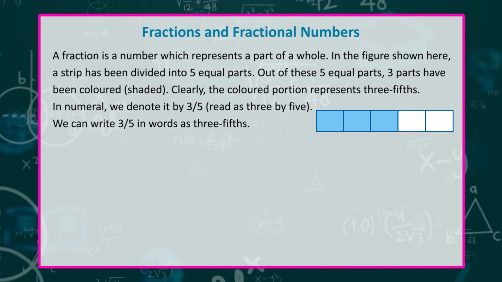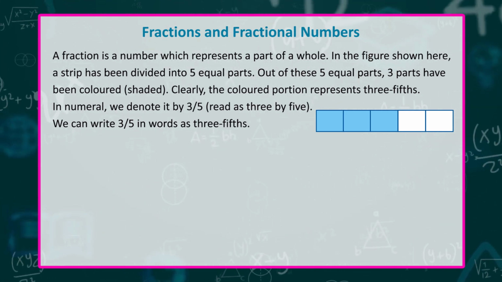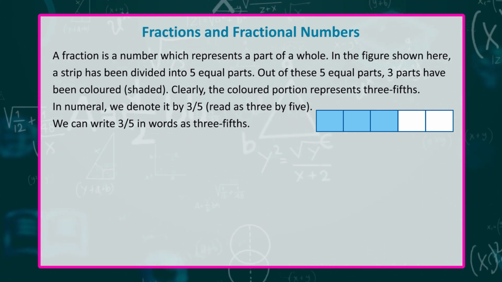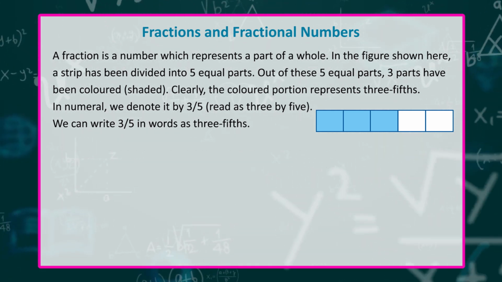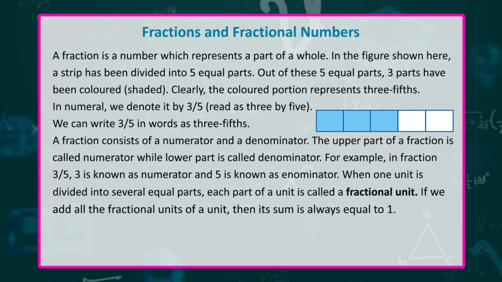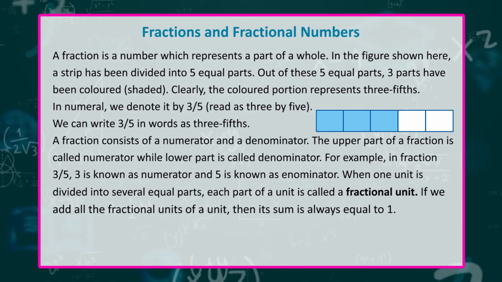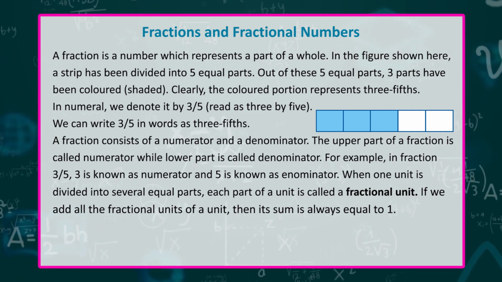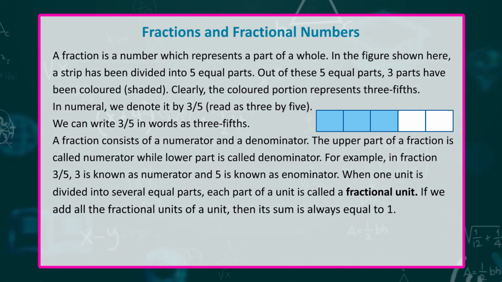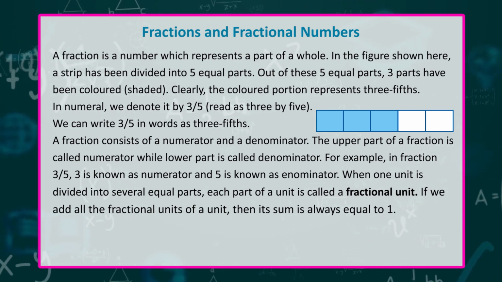In numerals, we denote it by 3/5, read as 3 by 5. We can write 3/5 in words as well. A fraction consists of a numerator and a denominator. The upper part of a fraction is called the numerator, while the lower part is called the denominator. For example, in the fraction 3/5, 3 is known as the numerator and 5 is known as the denominator.